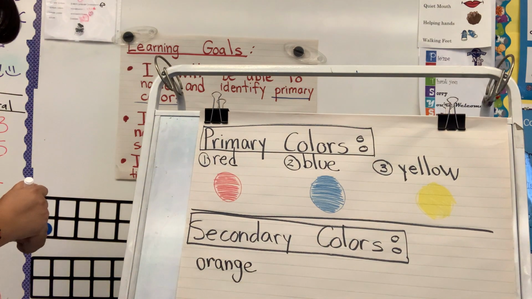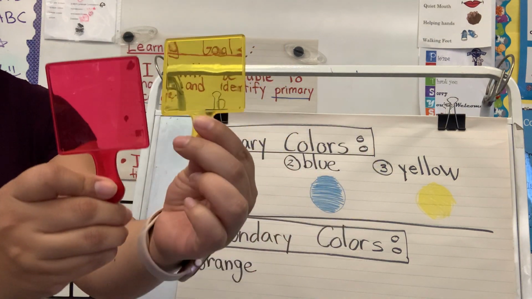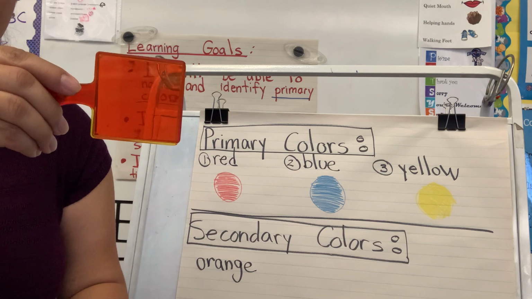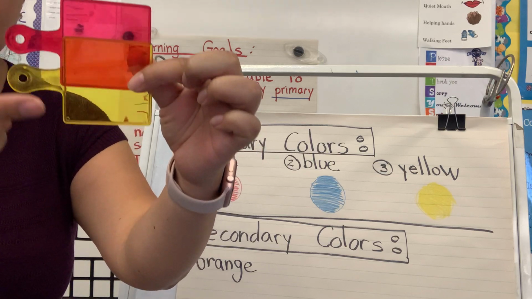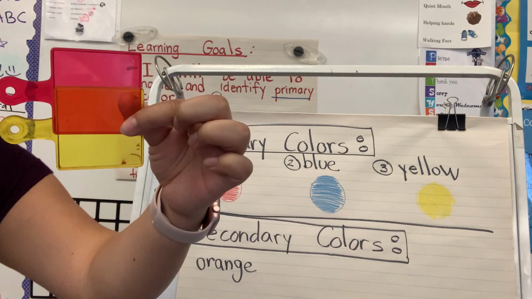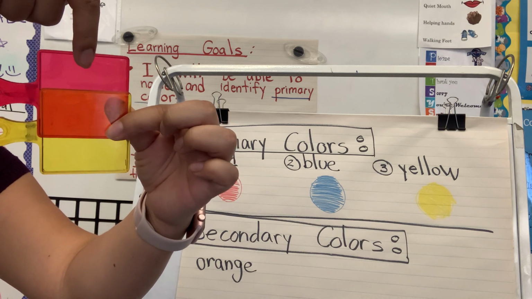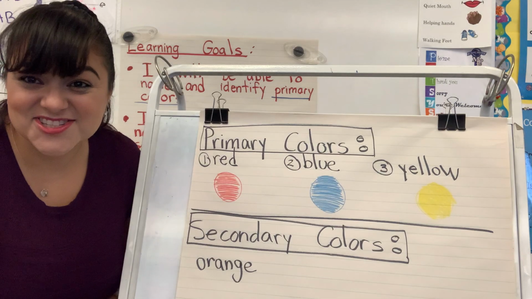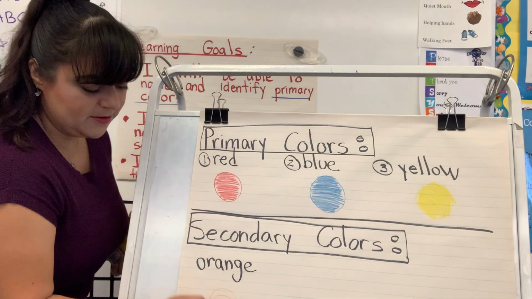Orange. We made orange. Now, how did we make orange? We combined these two primary colors. We put them together. And we got orange. See, if I separate them, this looks red. This looks yellow. But in the middle where they're mixing, it looks orange. Can you see that? So we combined red and yellow and we made orange. Great job, guys.